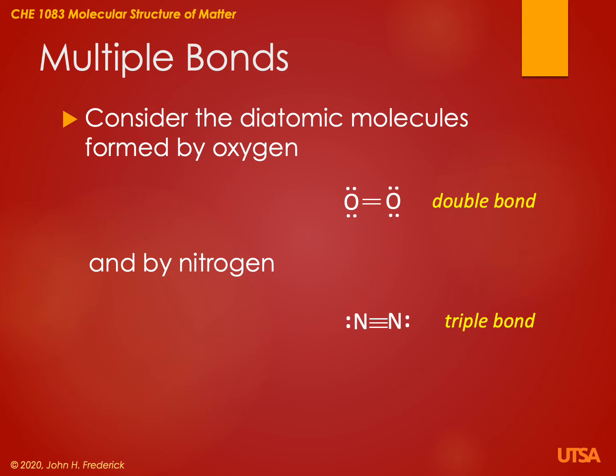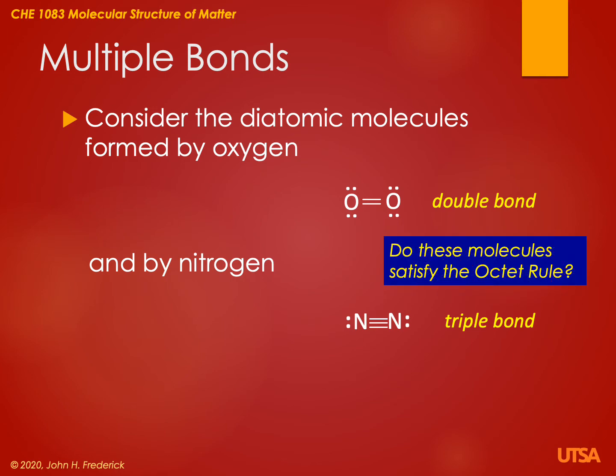So both of these have formed something unusual, at least unusual to what we've seen before. These are multiple bonds that oxygen and nitrogen can form in their diatomic molecules. Do these satisfy the octet rule? Well, let's count them up. Let's look at the oxygen on the upper left. It's got two pairs of non-bonding electrons. Those represent 4 electrons. And each of the bonds in the double bond have 2 electrons, so that's 4 more electrons. That oxygen feels like it has all 8 of those, so yes, it does satisfy the octet rule.